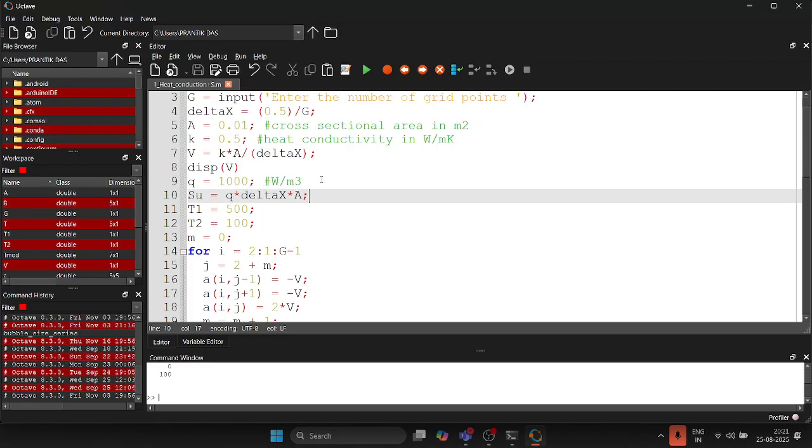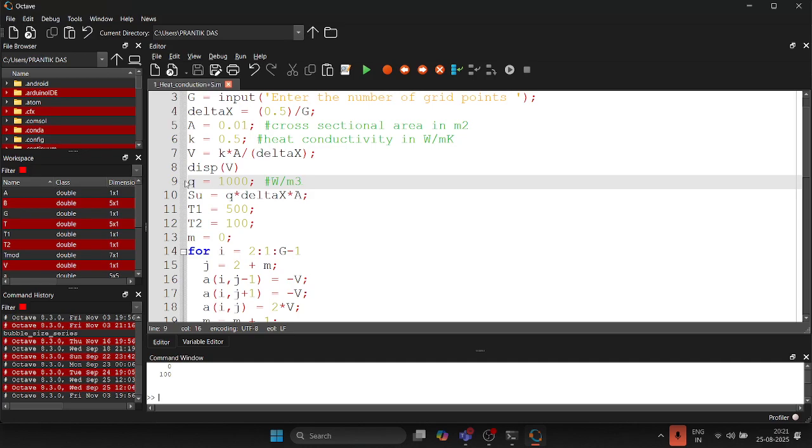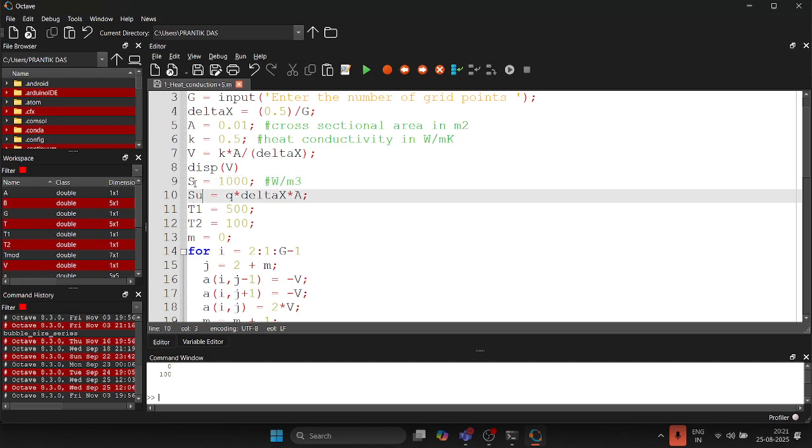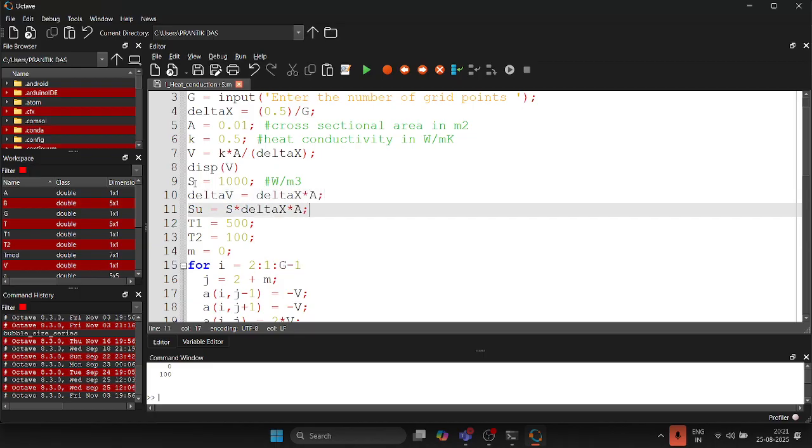AC is equal to what? It is S delta V. Let us write it as S for your own ease. This one is delta X, so delta V is equal to delta X into area. So this one is basically delta V. So AC is equal to S delta V. Okay. Is it clear to all of you? Yes, sir.